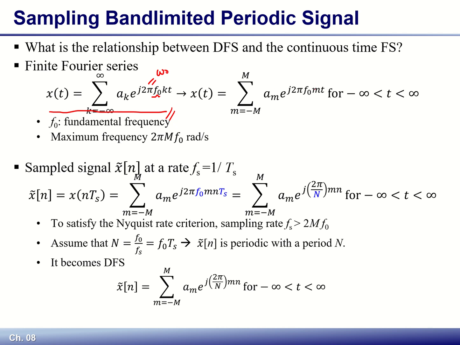So we can express it as a_m exponential j 2 pi f0 m t, where m is from minus M to M. So what will be the maximum frequency? The maximum frequency will be 2 pi M f0 radian per second, or you can say M f0 hertz.